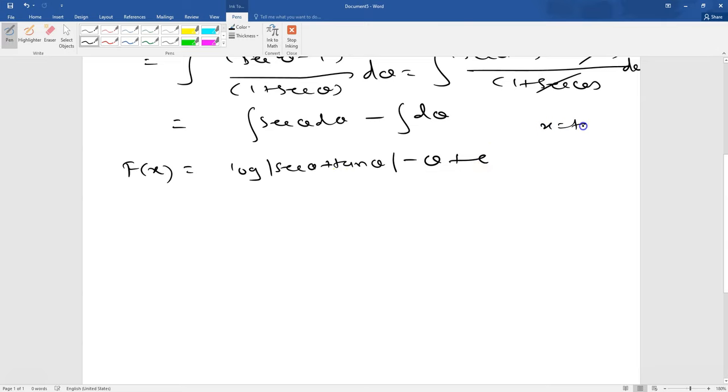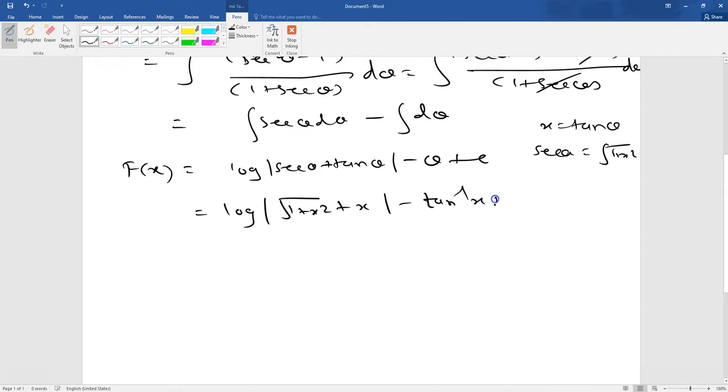We know x is equal to what? Tan theta. Then sec theta will be what? Under root 1 plus x square. ये values यहाँ पे put करो खाली. Log of under root 1 plus x square and tan is what? x. Minus, theta क्या आएगा? Theta will be tan inverse of x plus c. Now, this is f of x.